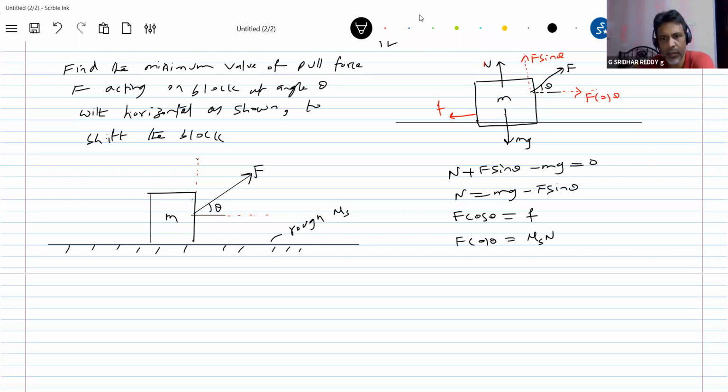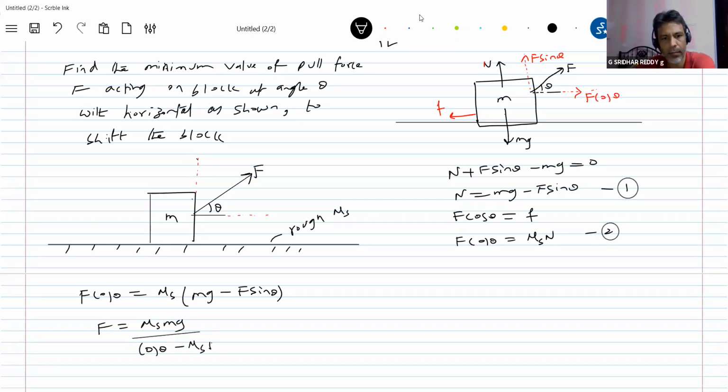Substitute 2 in 1. So this should be mg minus F sine theta. So F is equal to mu s mg by cos theta minus mu s sine theta. It's asking the minimum. So what to do now? I'll differentiate this. So differentiating this, dF by d theta.